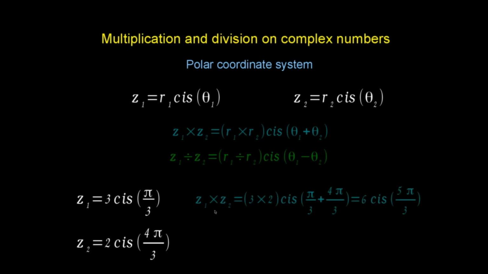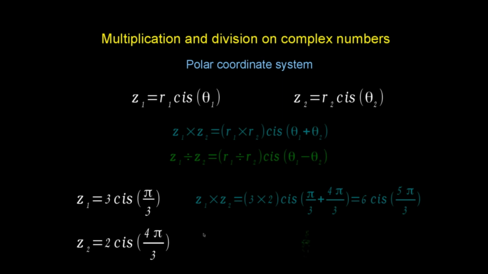We will have then z1 times z2 equal to 3 times 2, the multiplication of the modules of the two complex numbers, cis π/3 plus 4π/3, which is the sum of the two arguments. And we will have this result, 6 cis 5π/3.